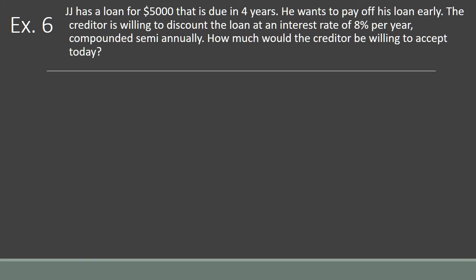Our last example for this lesson, we're talking about a loan. So JJ has a loan for $5,000. It's due in 4 years. He wants to pay off his loan early. The creditor, which is the person who loaned him the money, is willing to discount the loan at an interest rate of 8% per year, compounded semi-annually. How much would the creditor be willing to accept today? So we see today, we see compound, and semi-annually is our C value. So we know we're using these.